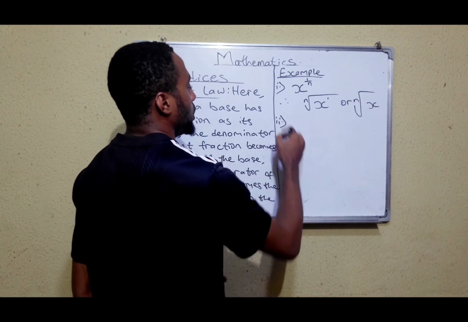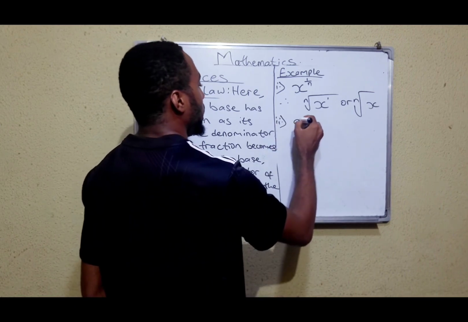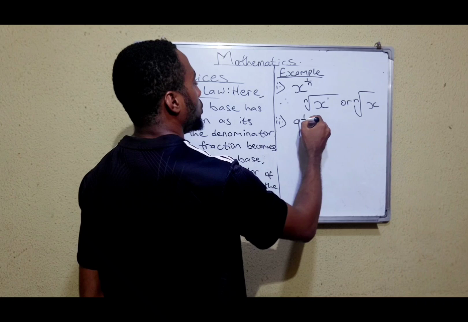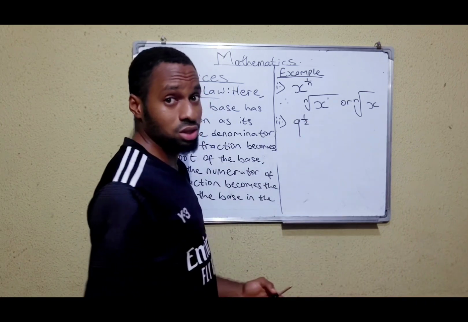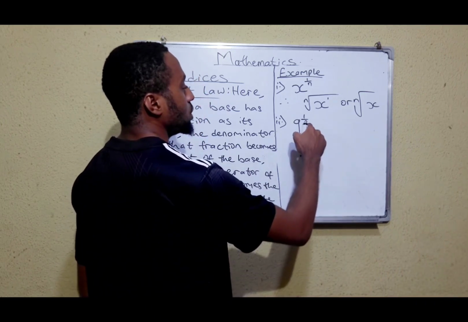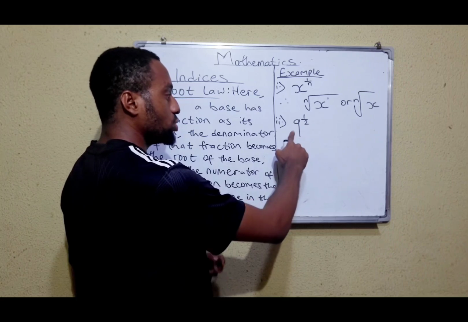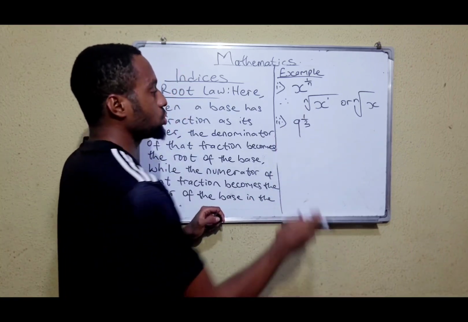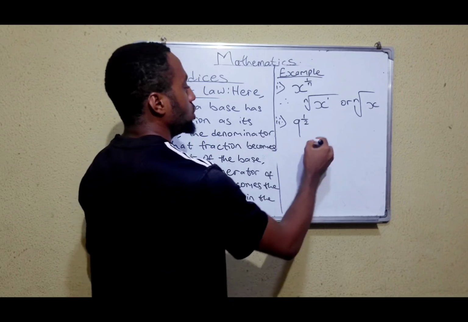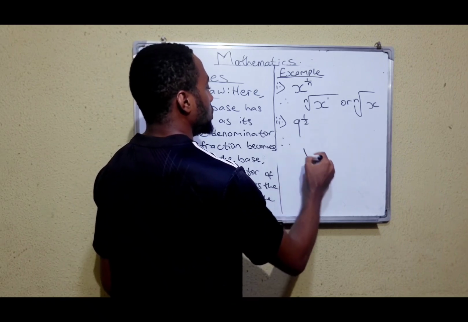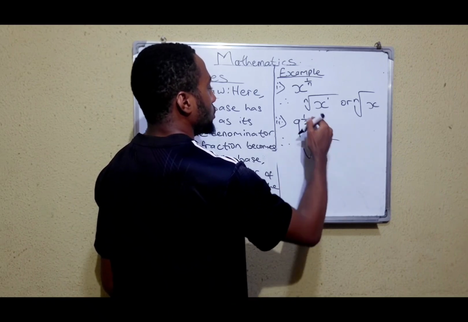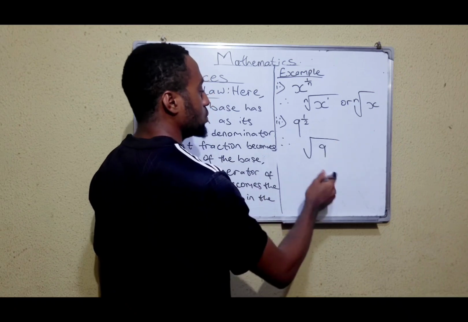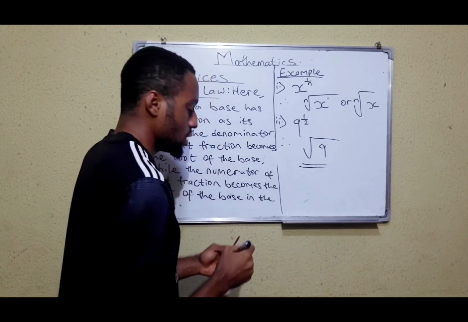Let's have another example. 9 raised to the power of 1 over 2. How can we simplify this? The same process. This denominator becomes the square root. If it is over 3, it becomes the cube root. So since it is 2, it becomes the square root. Therefore, square root of 9 raised to the power of 1, which is still 9. This becomes our final answer.